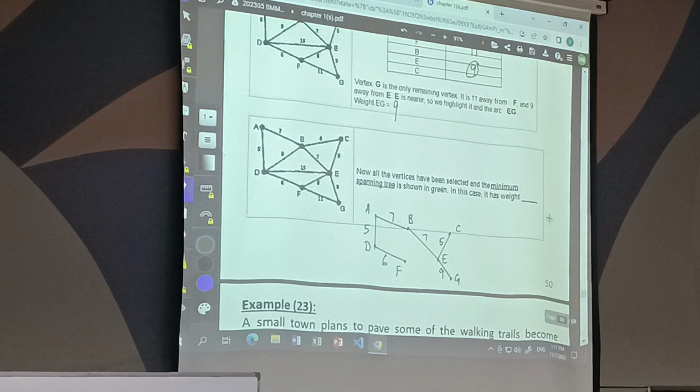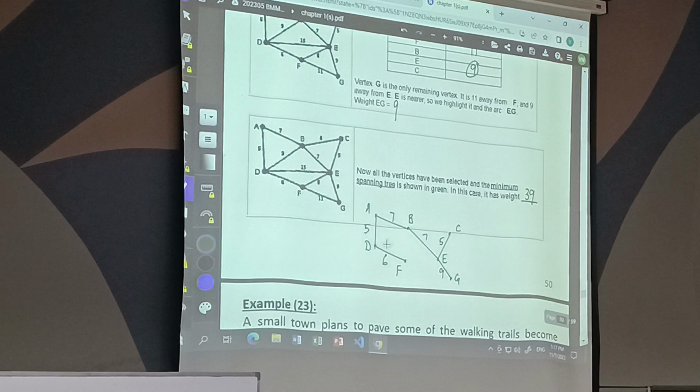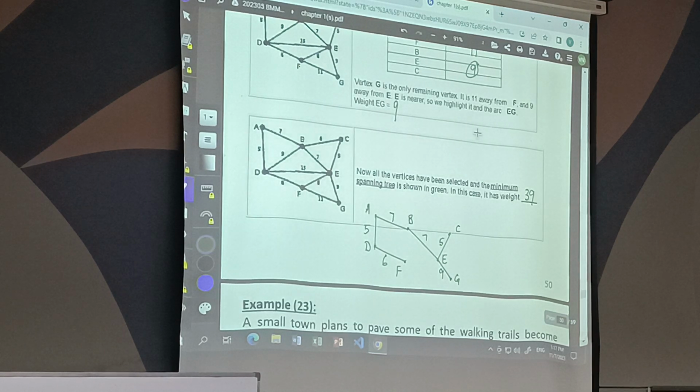what is the minimum total weight? 39. Okay, so this is using the Prim's algorithm to find the minimum spanning tree. You understand the step, right?